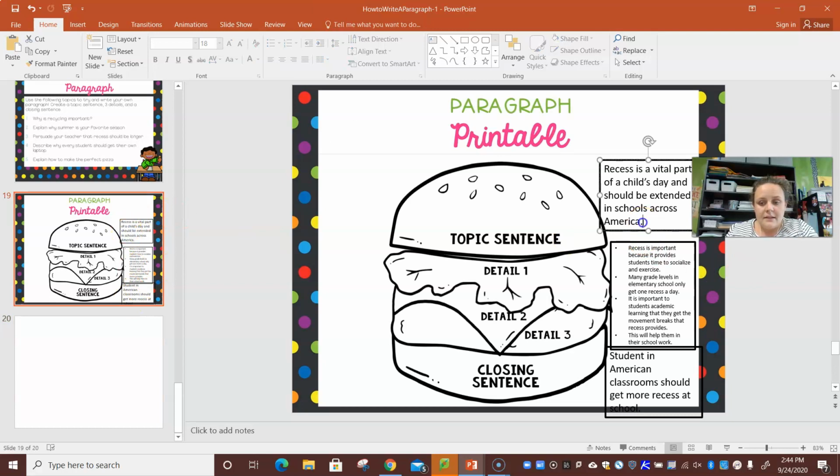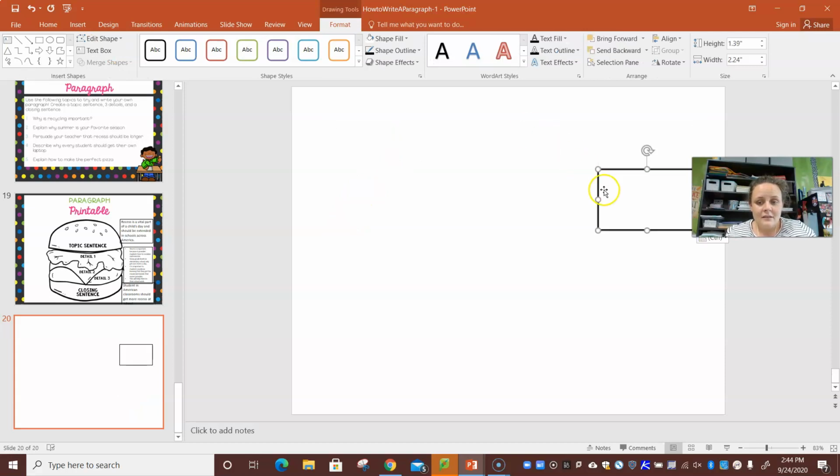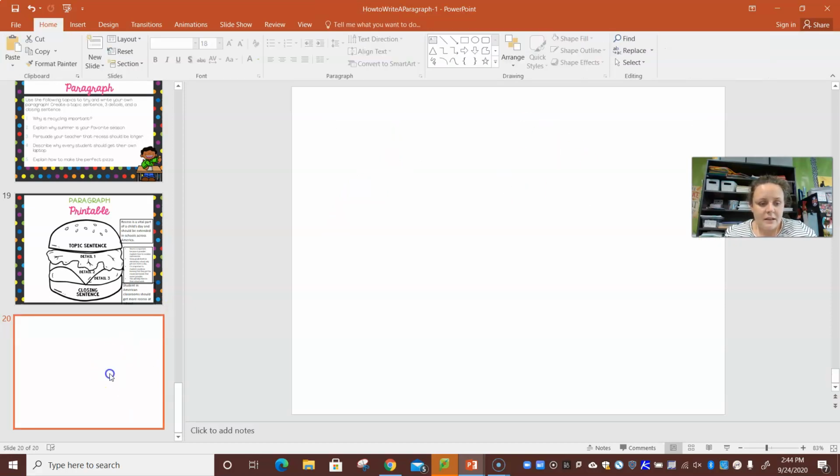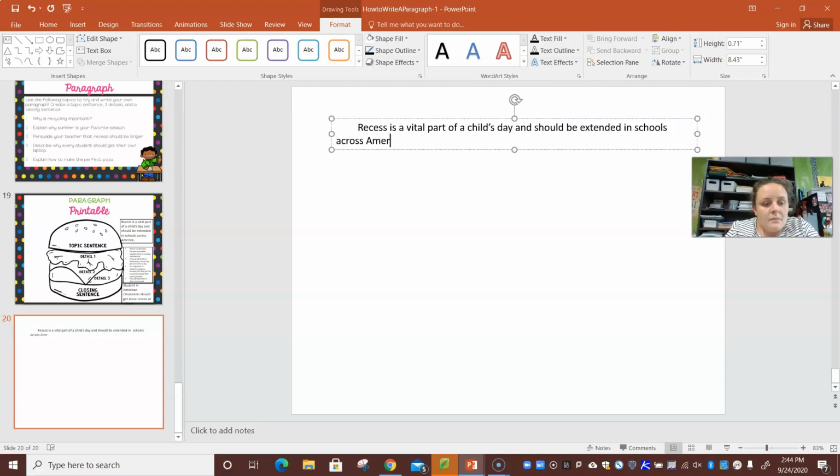So I'm going to take this first sentence, and if I want to copy it, I right click. It may not let me, so I can also push Control C. I'm going to come back to my indented box. Oh boy, I might just have to type it out. That's fine. I don't mind typing it out. Recess is a vital part of a child's day and should be extended in schools across America.